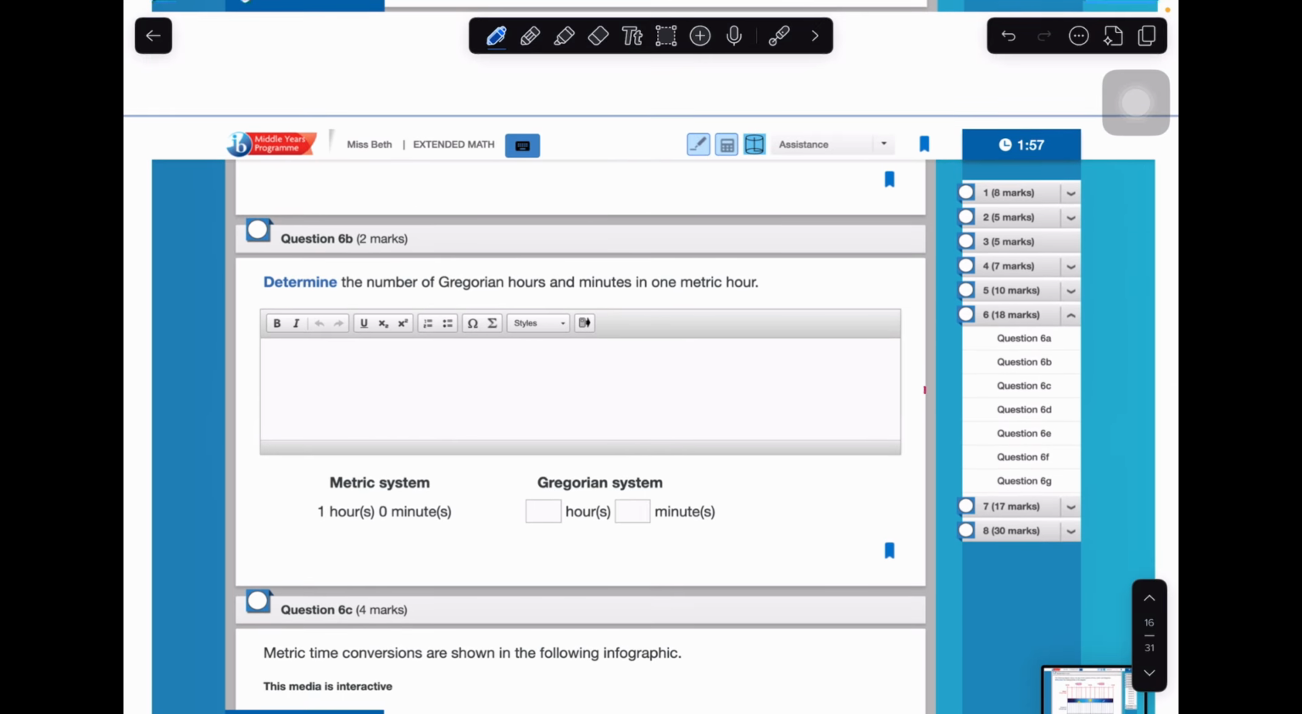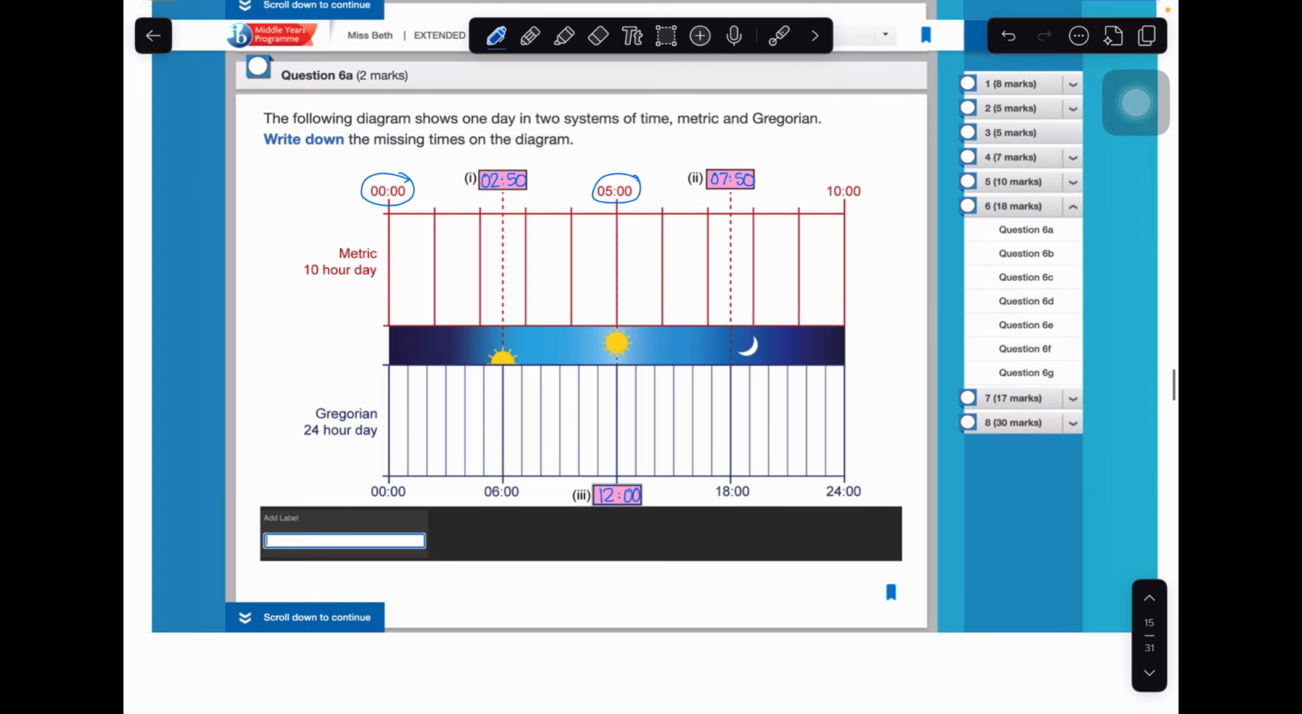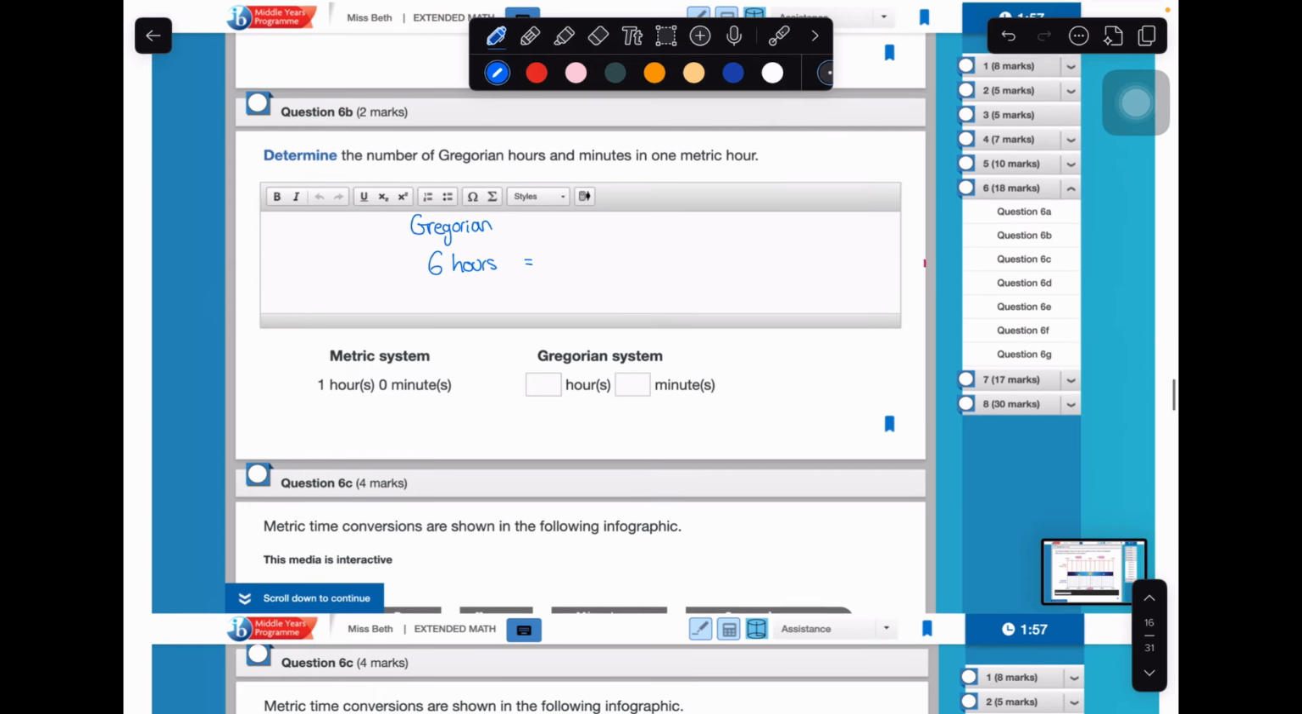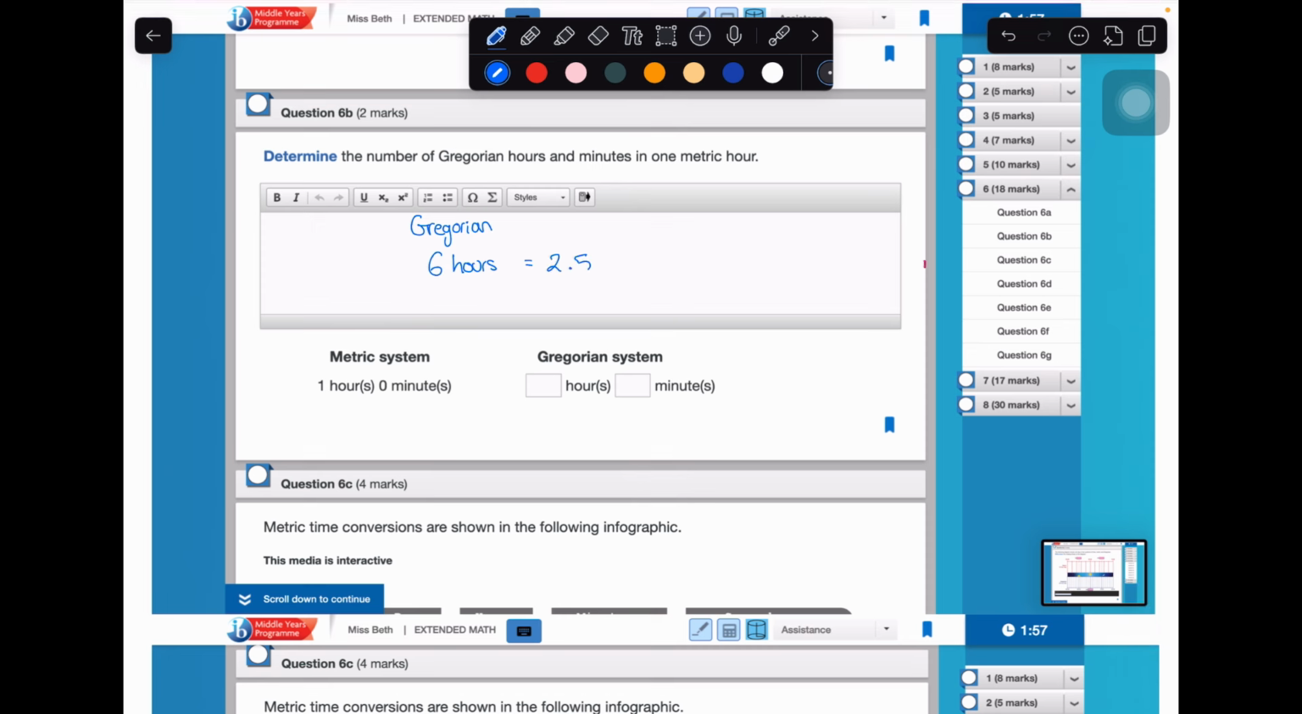So then question 6b, determine the number of Gregorian hours and minutes in 1 metric hour. So really you needed to use this diagram. The way I would do this is I would focus on a distance that I know for both, okay? So if I think of the Gregorian 24-hour day, from midnight until 6 a.m., that's 6 hours. So Gregorian, 6 hours is equal to 2.5 hours for the metric time. Okay, we are wanting to find what 1 metric hour is equivalent to, in hours and minutes.